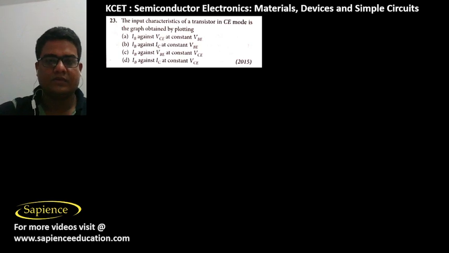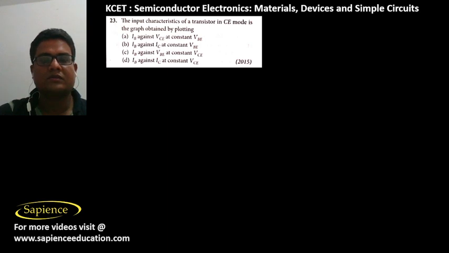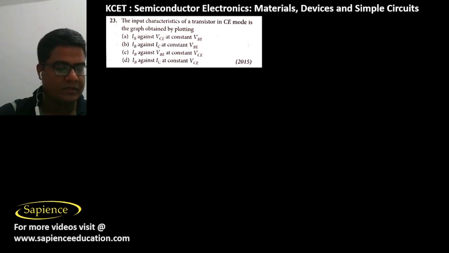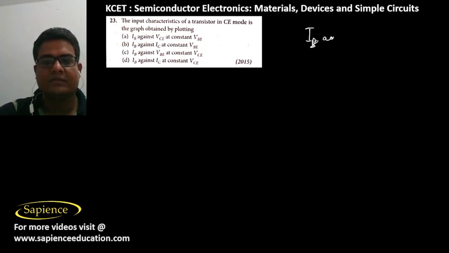Here question number 23, it is told the input characteristics of a transistor in CE mode is the graph obtained by plotting IB against VBE at constant VCE. So option C is the correct answer.